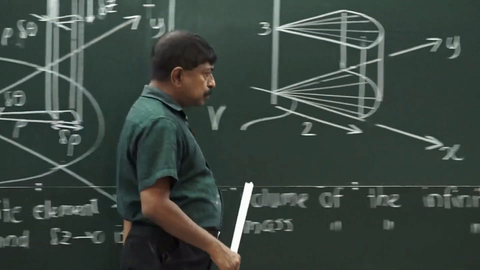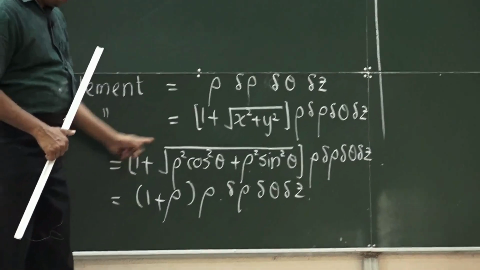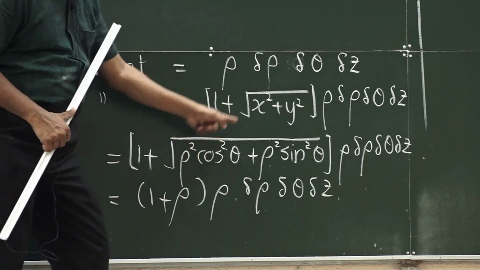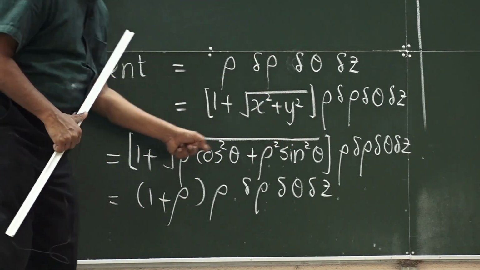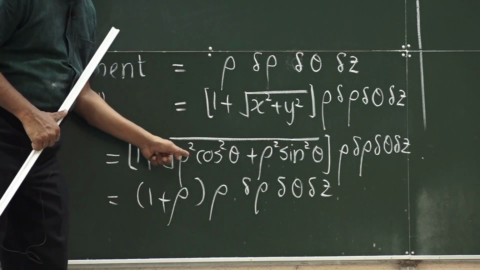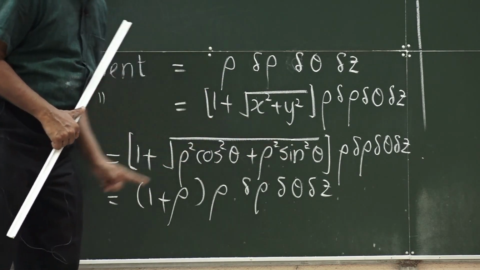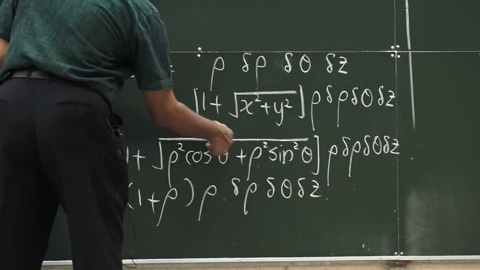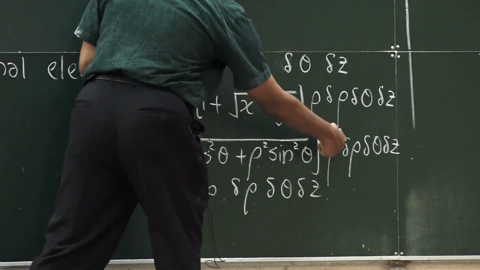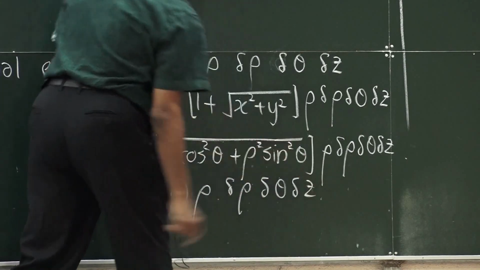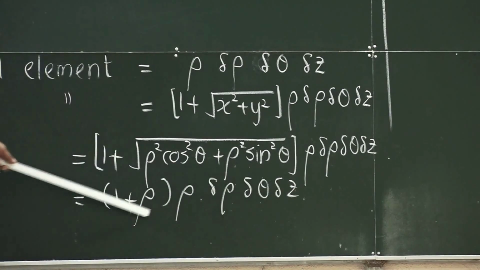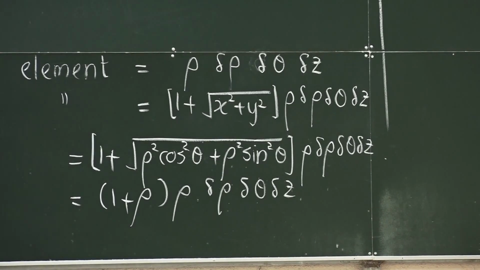Now, you can see that I replace x by rho cos theta. So, you get rho squared cos squared theta. Here you get rho squared sin squared theta. When you pull out rho squared from these two, you get cos squared plus sin squared, which is 1. Then the square root of rho squared is rho. So, this 1 plus rho, this whole thing is equal to rho. You have one rho left out. So, it is this, and that is what you get as the mass of the infinitesimal element. Now, what are the limits?